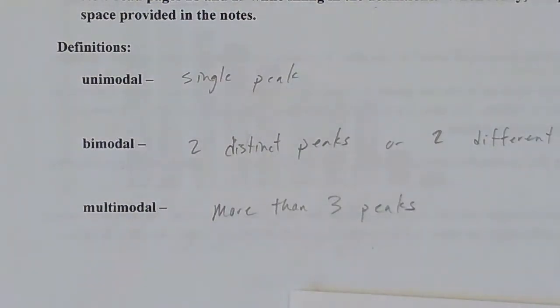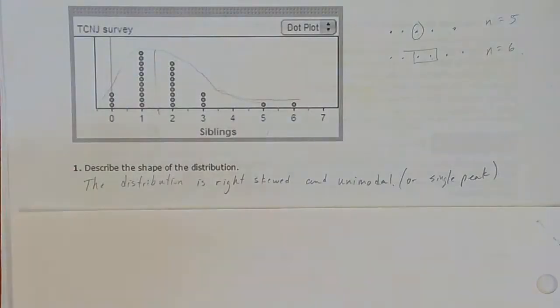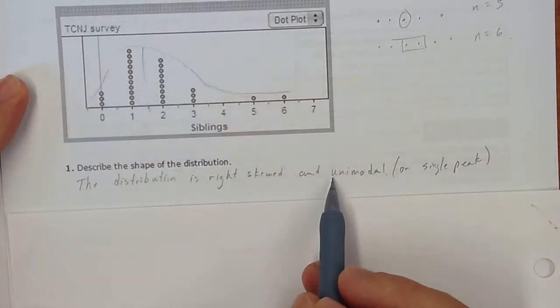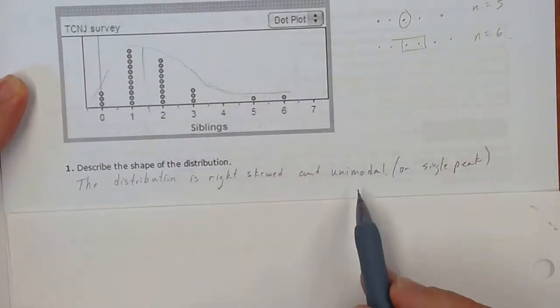Okay. All right. I don't think I gave you enough time to do the check your understanding, so go ahead and do that. Okay, here's your feedback. The distribution is right skewed and unimodal, single peaked. If we see two different clusters, we'll say bimodal.